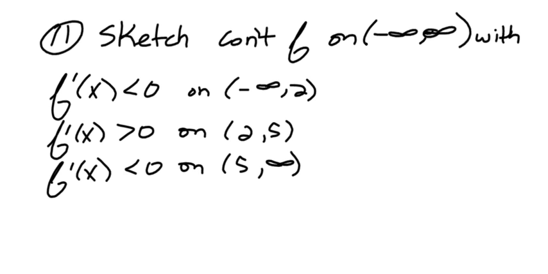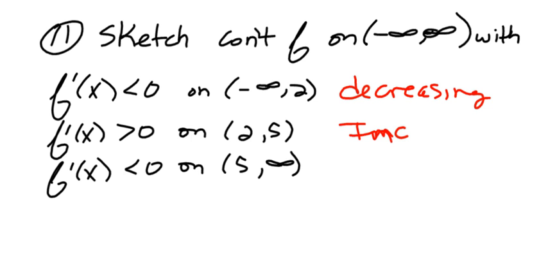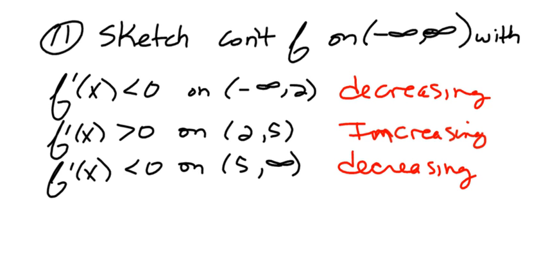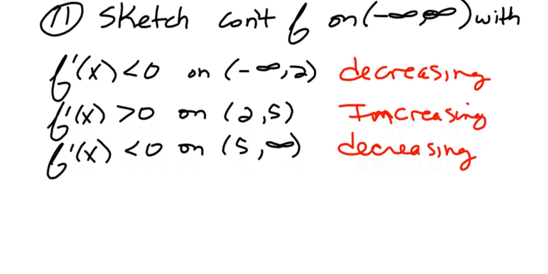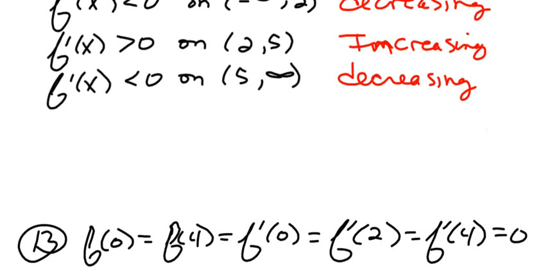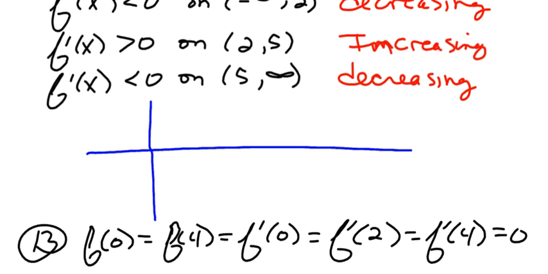So let's put that down. This will be decreasing. This will be increasing. And then it says again, we want to be negative slopes from the interval of 5 to infinity. So we're back to a decreasing function. So just knowing decreasing, increasing, decreasing, they're telling me I should have some kind of idea of what this should graph like.